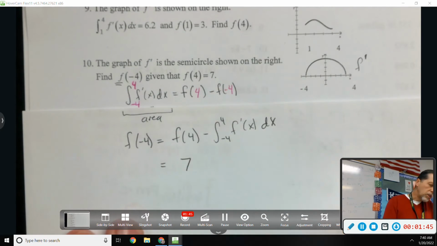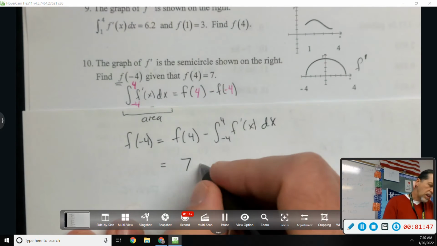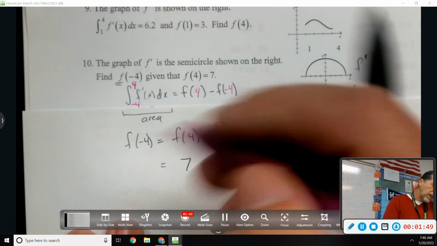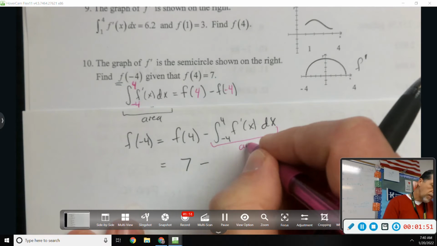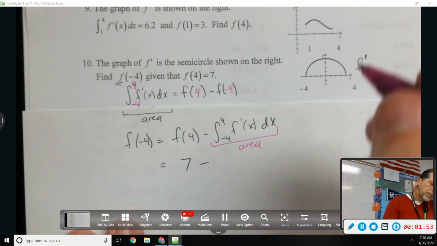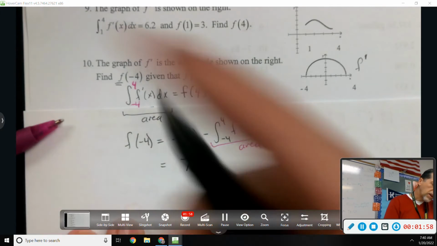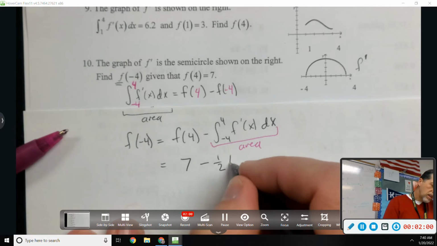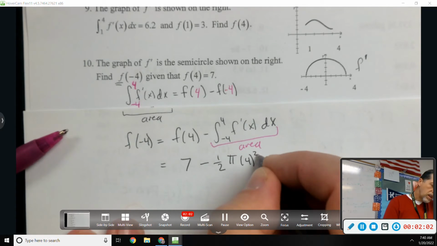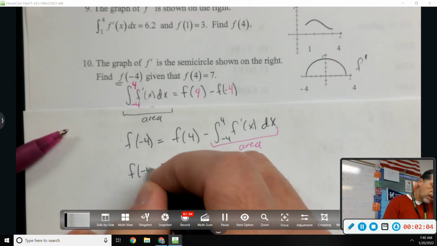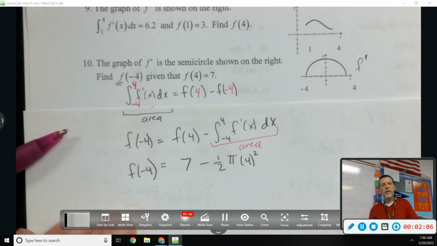F of 4 they told us was 7. That integral is the area from negative 4 to 4, which would be 1/2 pi r squared, and for all we care, we can stop there and be fine.